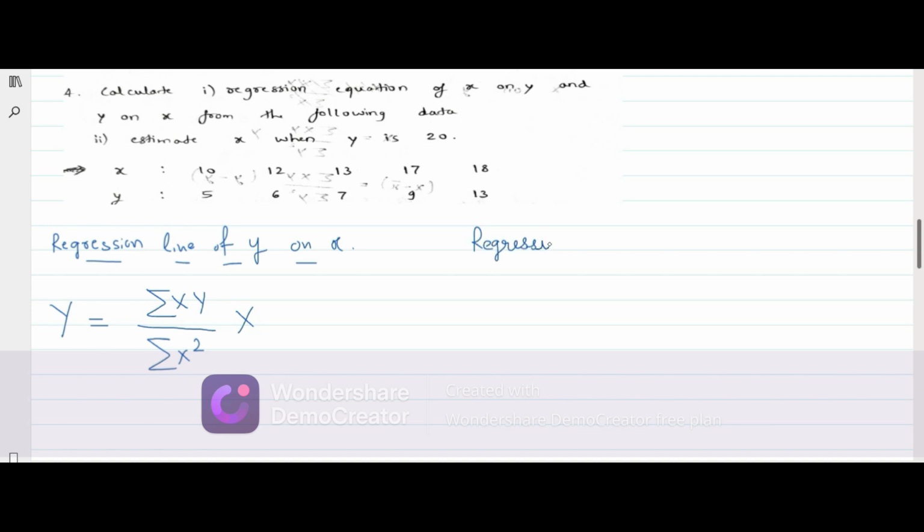And what is the regression line of x on y? Regression line of x on y, what is that? It is x equal to summation x into y divided by summation y square into y.